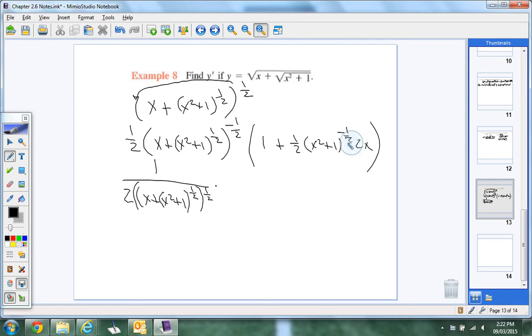I'm just going to move this negative exponent down. So it's going to be 1 plus 1 over 2 times x squared plus 1 to the 1/2. And where's the 2x go? On top. Good. I'm just going to set it right there for right now.